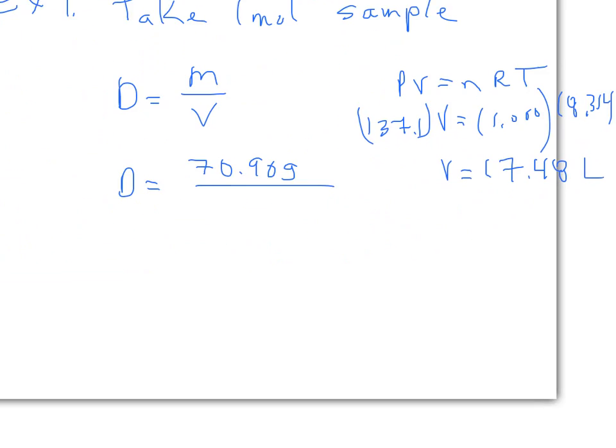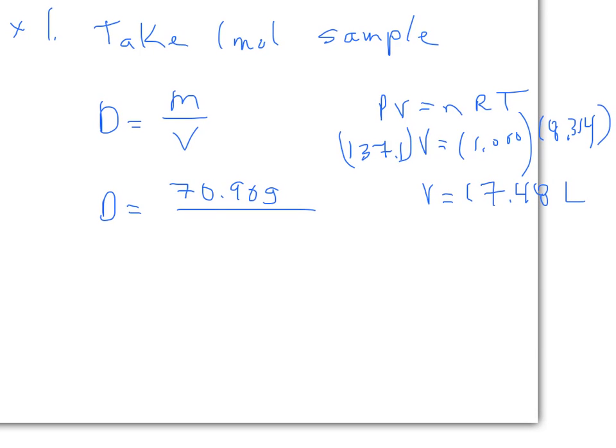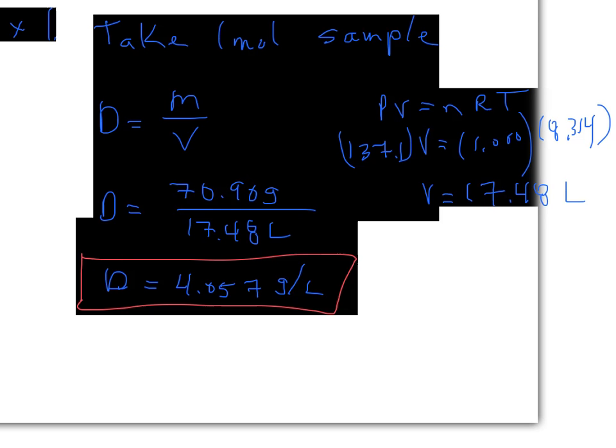I can now take that volume and solve for the density of the gas sample. Now I think I have more sig digs than the answer that is on your note, but that's because this time I included 4 sig digs in my molar mass.